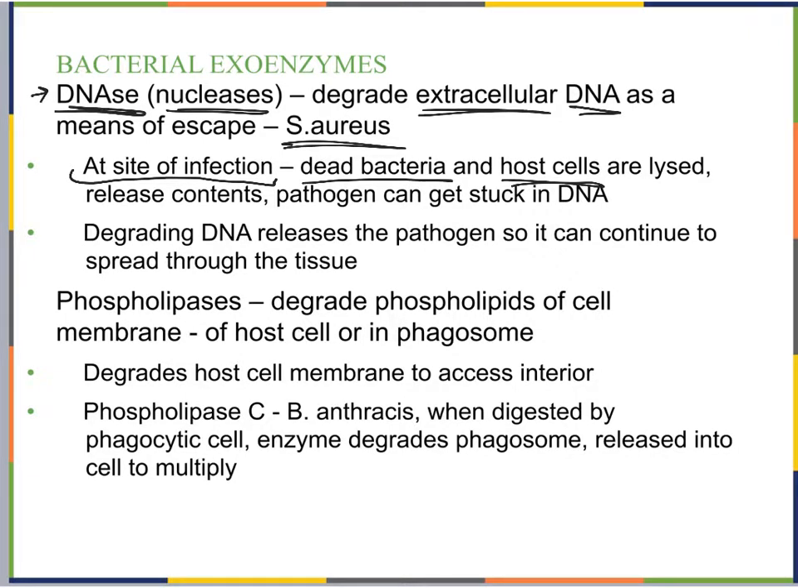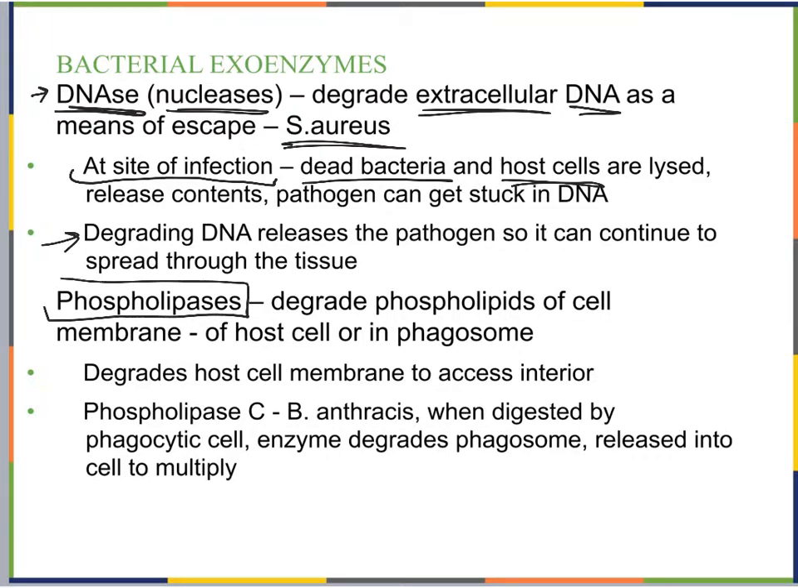Now, S. aureus has developed this ability to have DNase, and it can produce DNase outside of its cell, so extracellular, and then it can utilize this to get itself free. So by degrading the DNA, it's going to release the pathogen so that it can get further into the body, further into the bloodstream, and then continue to spread throughout the tissue and then throughout the body.